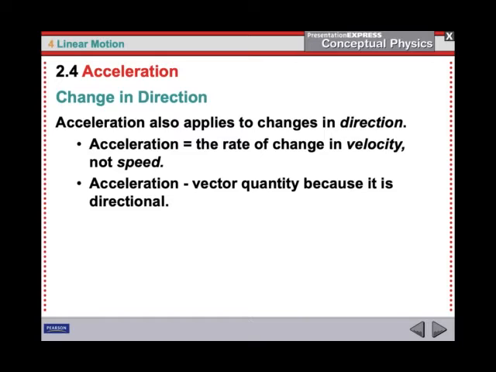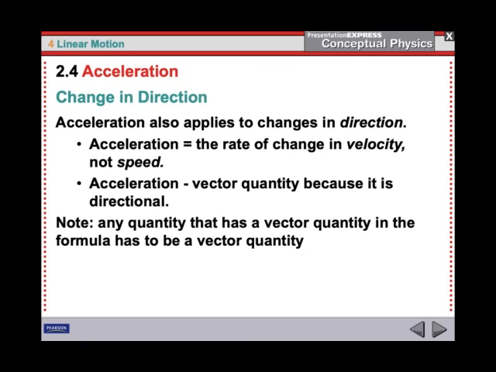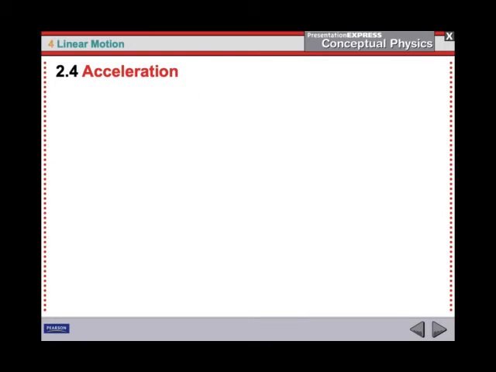So whenever you're giving an acceleration, it's really important that you throw the direction on. If something is falling, what's the direction? Well, it's down, okay? So you just write that after the acceleration. Any quantity that has a vector quantity in the formula is a vector quantity. So acceleration has velocity in it. Both acceleration and velocity are vector quantities. When we get to chapter 4 about forces, the formula for force is mass times acceleration. Well, acceleration is a vector quantity, so force is a vector quantity as well.